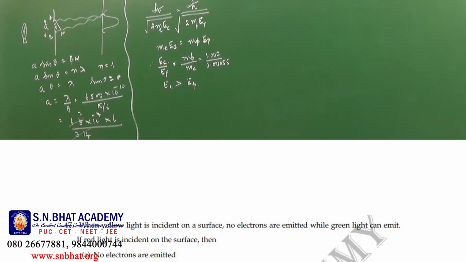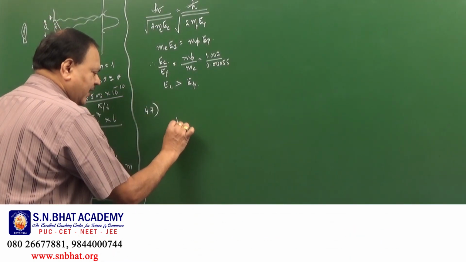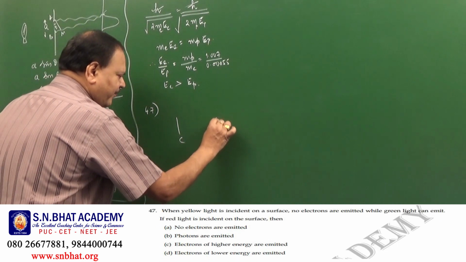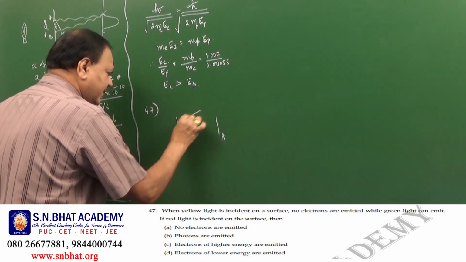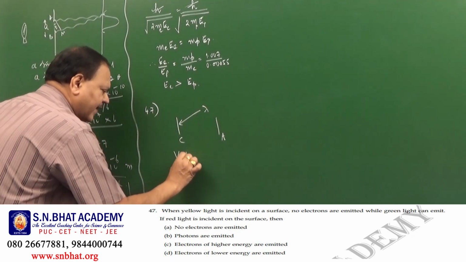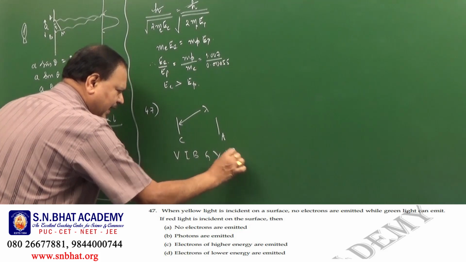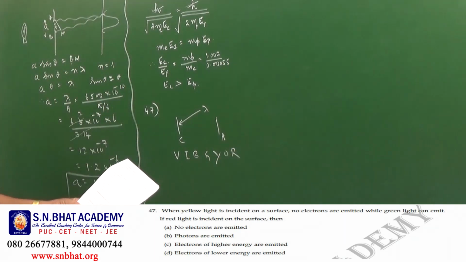Okay, you come to question number 47. When a yellow light is incident on the surface, no electrons are emitted, while green light can emit if the red light is incident on the surface. Remember, in the photoelectric effect, this is the cathode, this is the anode, this is the incident wavelength. Use the graph. Looking at this graph, what do you understand? First, what statement does he make?